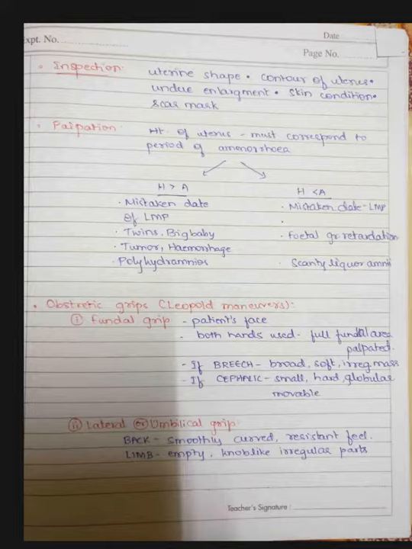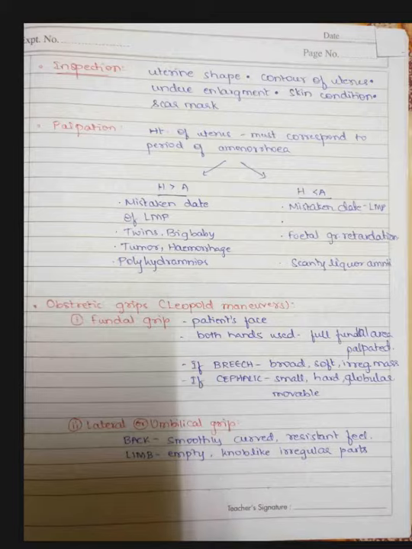In palpation, the height of the uterus must correspond to the period of amenorrhea. Suppose the height is greater than the amenorrheal period, then a mistaken date of LMP might have been reported, or it might be a twin baby causing increased height compared to the amenorrhea period. Or it might be a dangerous cause, like a tumor, hemorrhage or polyhydramnios.